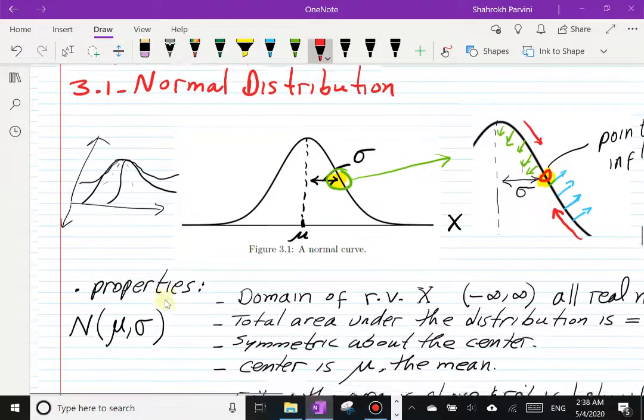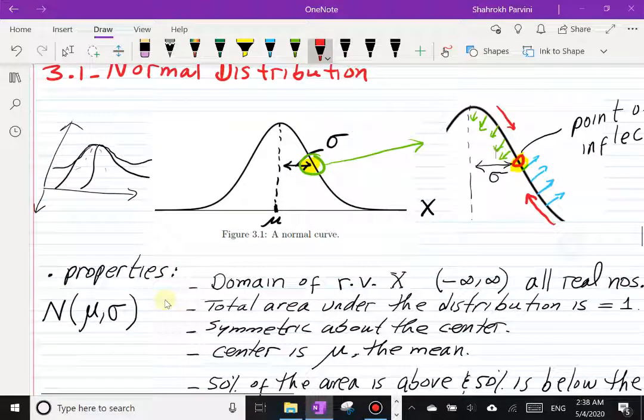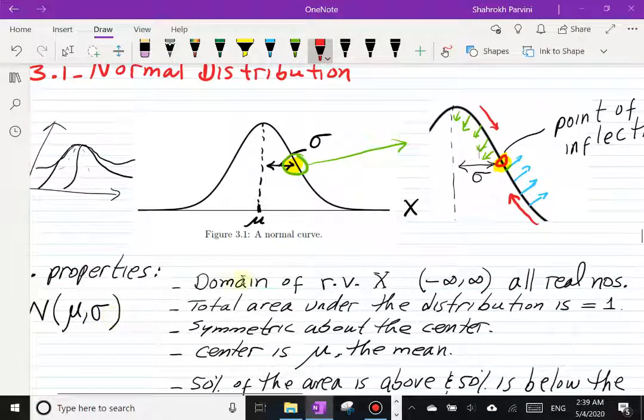Now, we're going to look at some of the properties of this normal distribution. First, the way we're going to label this distribution, N stands for normal, and then we put what we call the parameters of the distribution in here. The parameters of the normal distribution are the mean and deviation, sigma. Now, the domain of the random variable x, whose distribution is normal, is negative infinity to infinity. That means all real numbers. So x could be any real number. That's what makes this so useful.